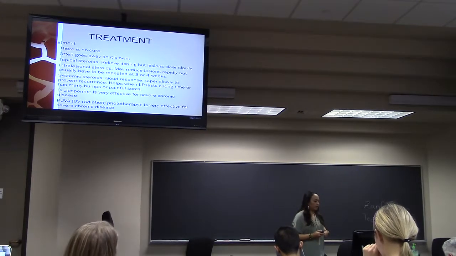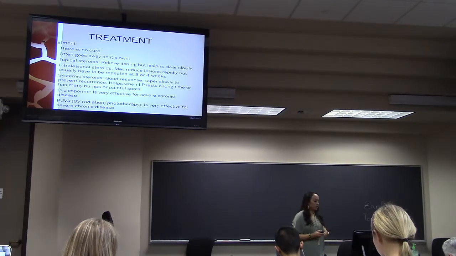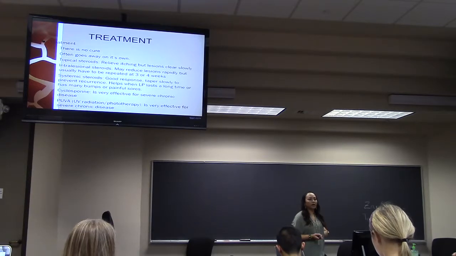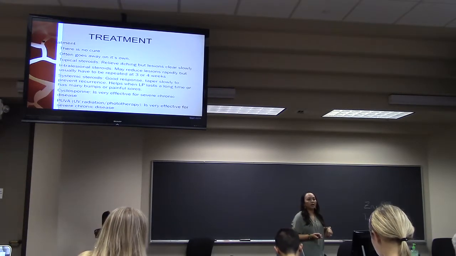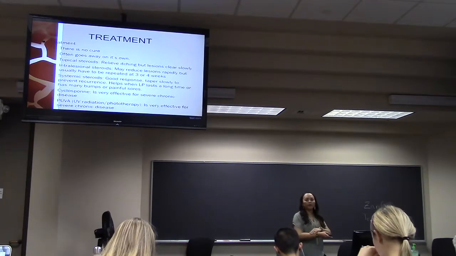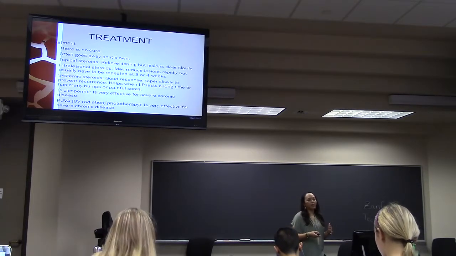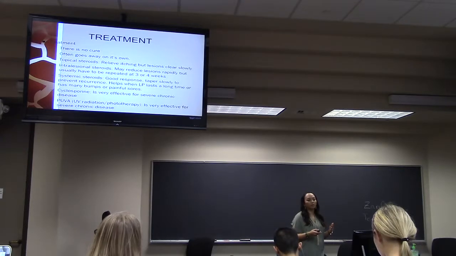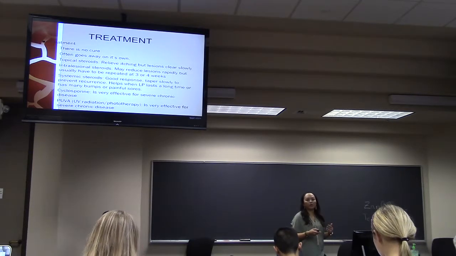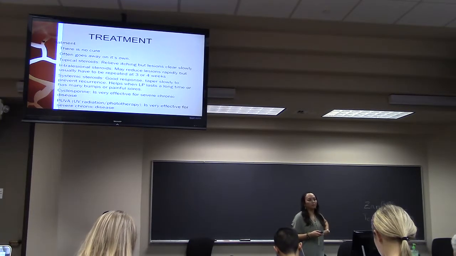Cyclosporine is very effective for severe chronic disease, and that's an immunosuppressant. And you can also do what's called PUVA, light therapy. Did Dr. Latassi talk to you about what PUVA is? So PUVA, the medication is psoralen, and you can take it orally or apply it topically to the skin. Basically that medication makes the patient more light sensitive, or photosensitive. Then they put them under UV radiation, and that helps calm down the inflammation and get rid of it. It's used a lot for patients who have psoriasis, and we'll get to that in a minute.